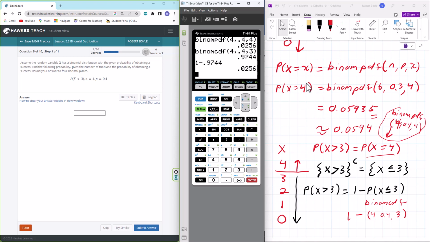So the point of the matter is there are two ways to solve this particular problem. Just recognize that if x is greater than 3, it has to be 4. Compute the probability of x being equal to 4, or use your complement rule. It's entirely up to you how you choose to approach that.